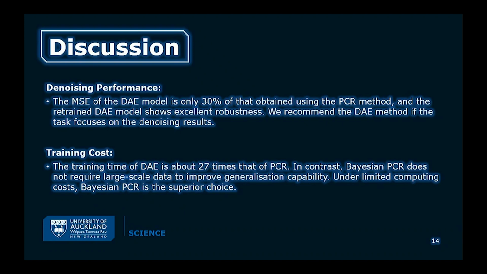So we compare the denoising performance. The MSE of the DAE model is only 30% of that obtained using the PCR method, and the retrained DAE model shows excellent robustness. So we recommend the DAE method if the task focuses on the denoising results. However, the training time of DAE is about 27 times that of PCR. In contrast, Bayesian PCR does not require large-scale data to improve generalization capability. On limited computing costs, Bayesian PCR is a superior choice.